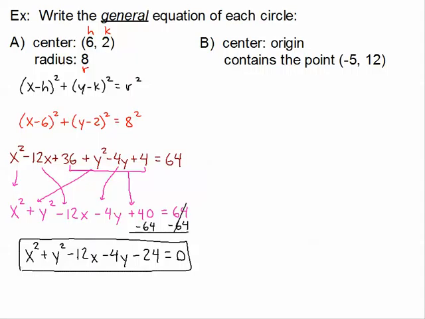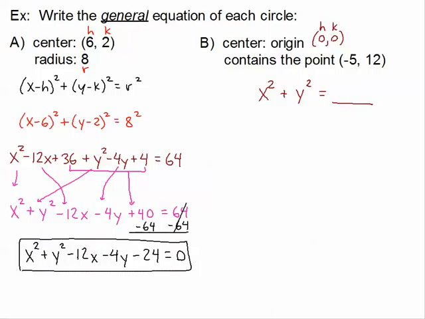Let's change it up a little bit for part B. This time I'm telling you that the center is the origin. We should all know that the origin is the point 0, 0. So again, I'm basically giving you h and k. But this time, instead of giving you the radius, I'm telling you a point that the circle contains. This is a point that is on our circle. So let's talk about that in a minute. If h is 0, x minus 0 quantity squared would simply be x squared. And if k is 0, then y minus 0 quantity squared simply becomes y squared. So we're basically finished with this side of the equation. The question is, what's my radius? Or more importantly, what's my radius squared?